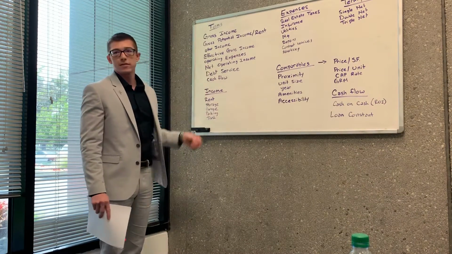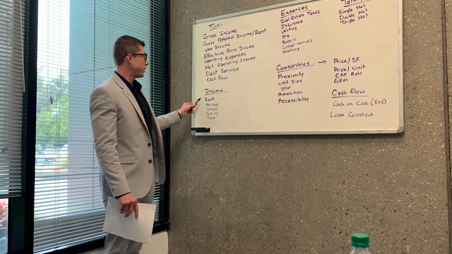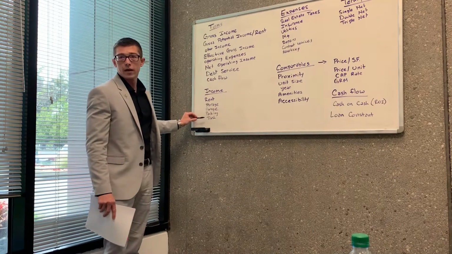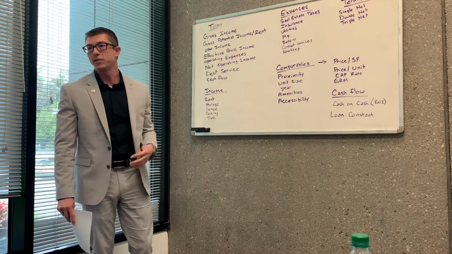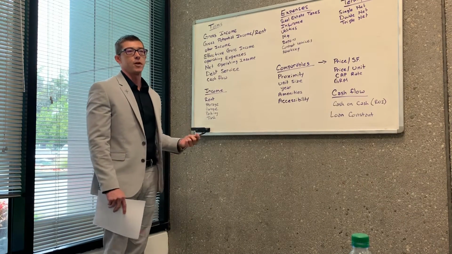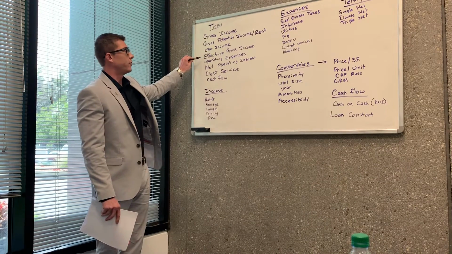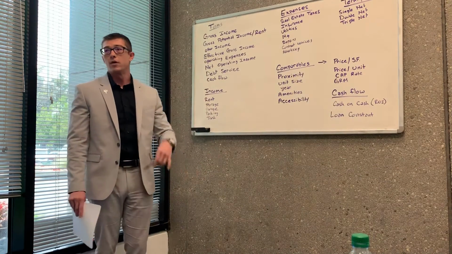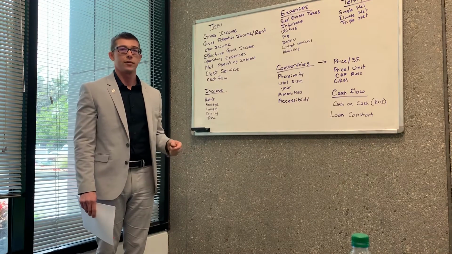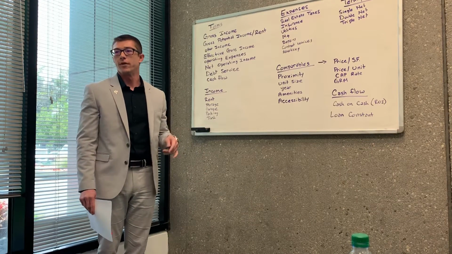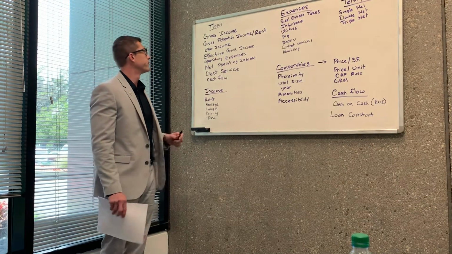Other income, that's going to be your laundry, your storage, parking, other amenities that your tenants might pay for. So that's going to be your other income. And that is actually what comes to your effective gross income, which includes all of your vacancies plus your other income total for the month or on an annual basis.